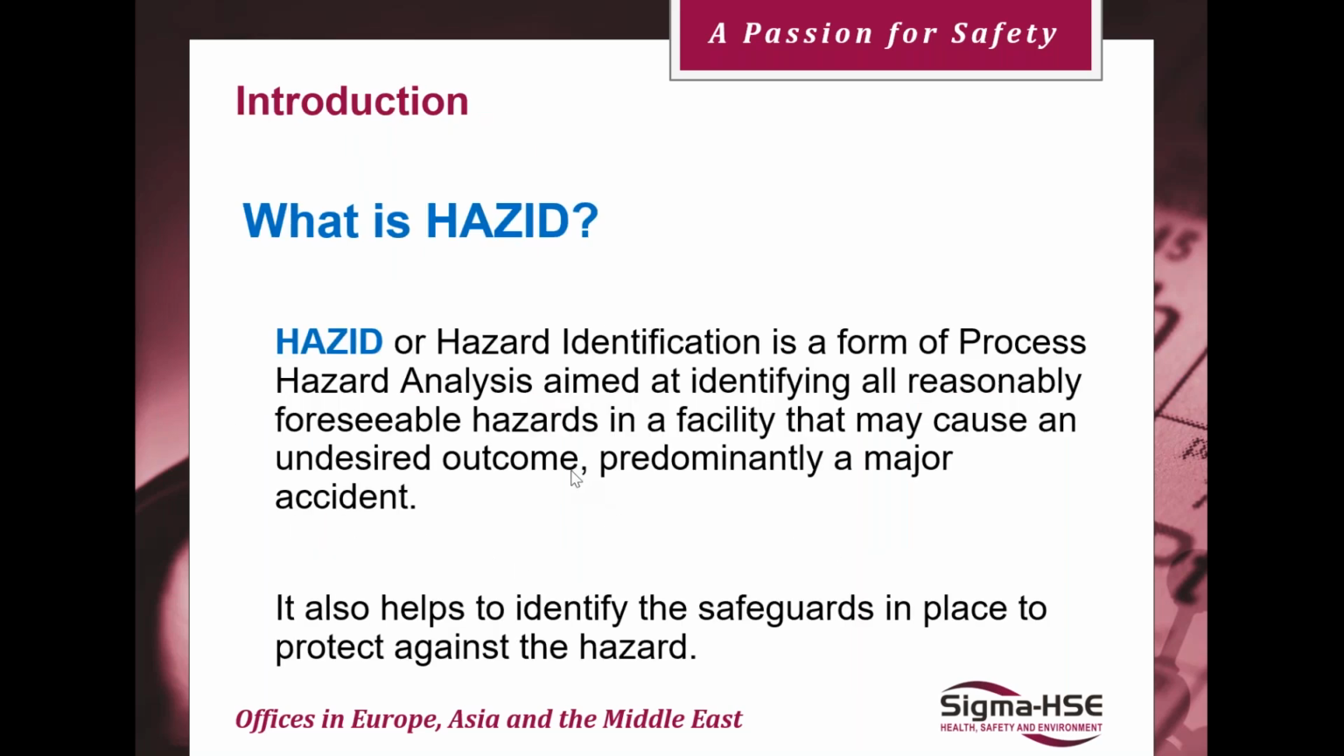So the HAZID itself, and here's a reasonably succinct definition for you, a form of process hazard analysis, we're identifying all reasonably foreseeable hazards at a facility that may cause an undesired outcome. And the outcomes that we're mainly interested in are those that lead to a major accident. And the major accidents are typically those that will cause at least one fatality, but more frequently have the potential to cause more than one fatality.